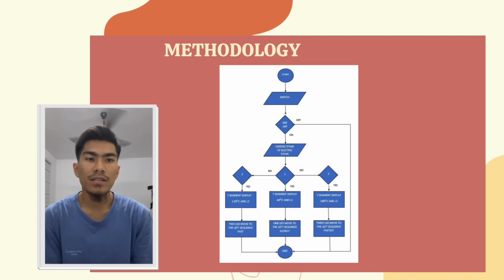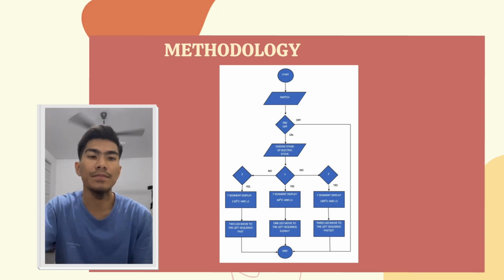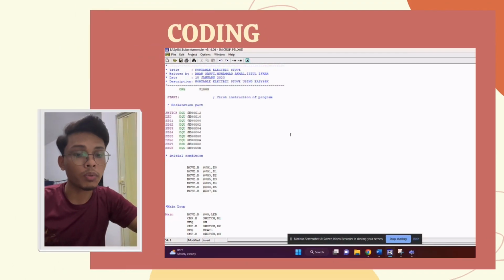If the result is stage 2, the 7 segment will display 120 degrees Celsius, L2, and 2 LEDs move to the left in sequence fast. Lastly, if the stage is 3, the 7 segment will display 180 degrees Celsius, L3, and 3 LEDs will move to the left in sequence fastest. The program will end. And now I will show you how our program works.